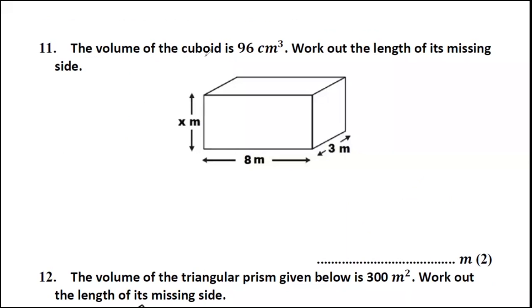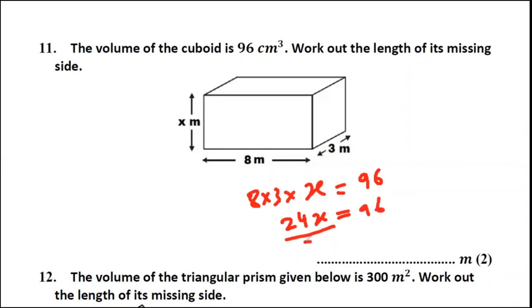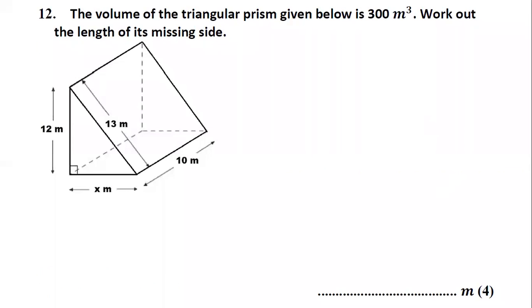It says the volume of the cuboid is 96 centimeter cubed. Work out the length of its missing side. Right, as we know that this is a cuboid, and in case of a cuboid or cube, we use the formula length times width times height. Basically 8 times 3 times x, and that gives me 96. Basically 8 times 3 is 24, 24x is equal to 96. And I can divide both sides by 24, and 96 divided by 24 will give me 4. So my answer is 4 meters. Right, moving to the next question.